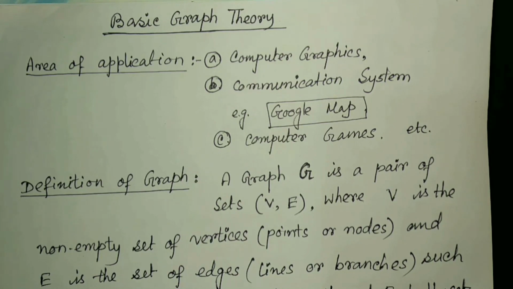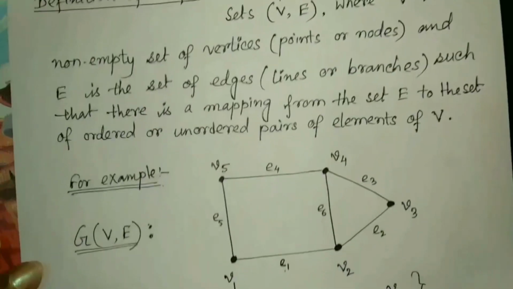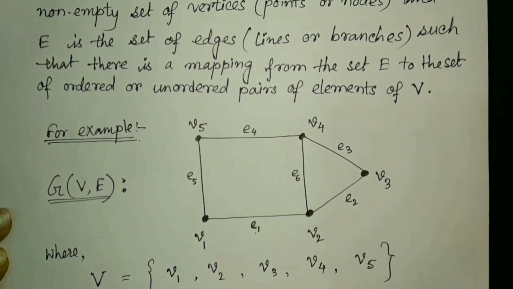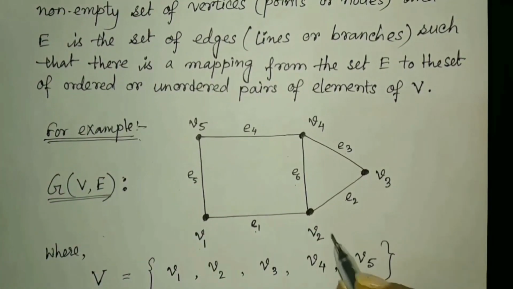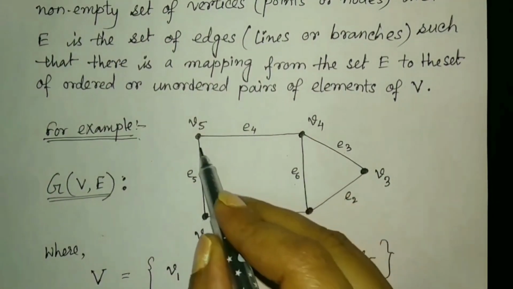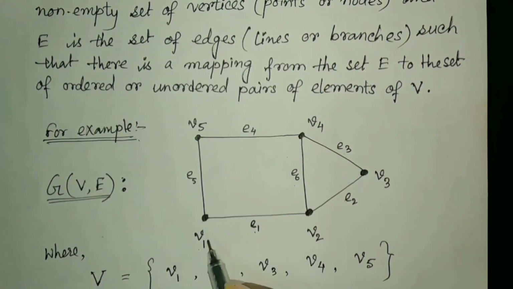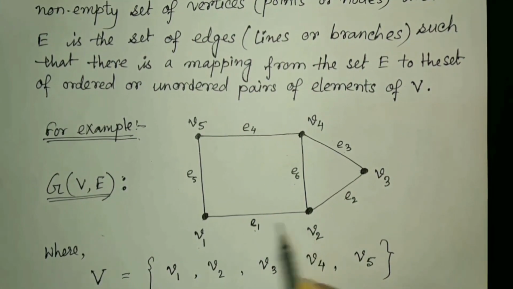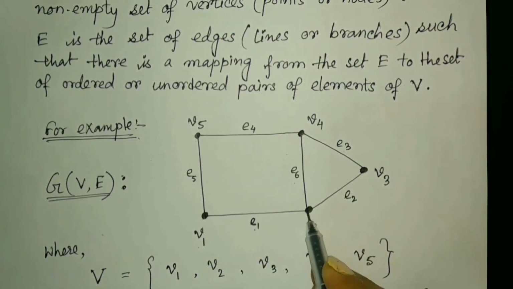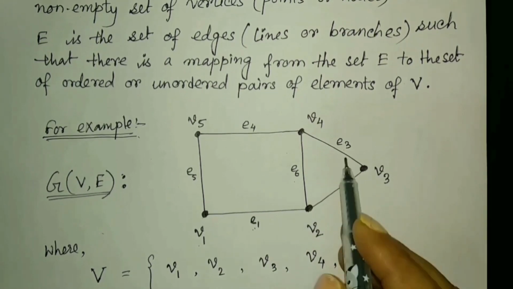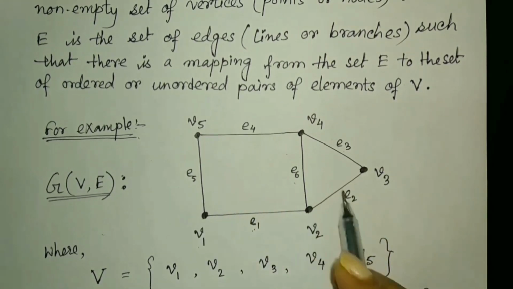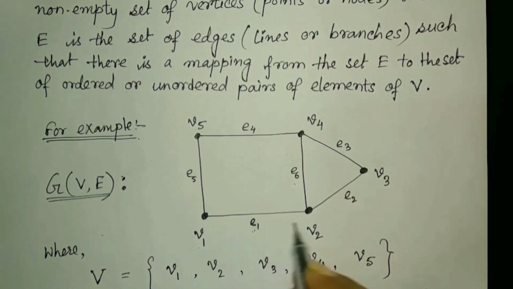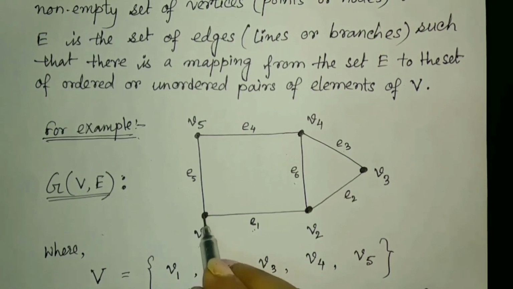A graph is built up with some nodes and lines. For example, here V1, V2, V3, V4 and V5 we say are the nodes or the vertices of a graph. And these vertices are connected by some lines. These are E1, E2, E3, E4, E5, E6. These lines are not necessarily straight lines. The thing that matters is that they connect vertices.